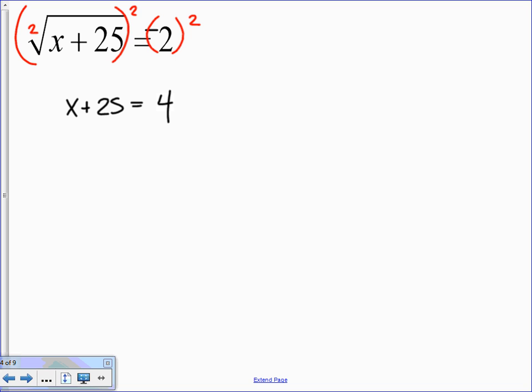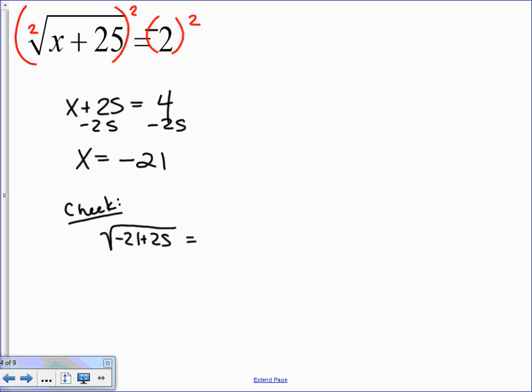And can you solve that equation? Yeah. So what's the answer? Yep, subtract 25 on both sides. So x equals negative 21. Now, what should I do with my answer? I should check my solution, Justin says. So we're going to take our negative 21 and we're going to plug it back in. So I'm doing the square root of negative 21 plus 25, and it's supposed to equal negative 2.